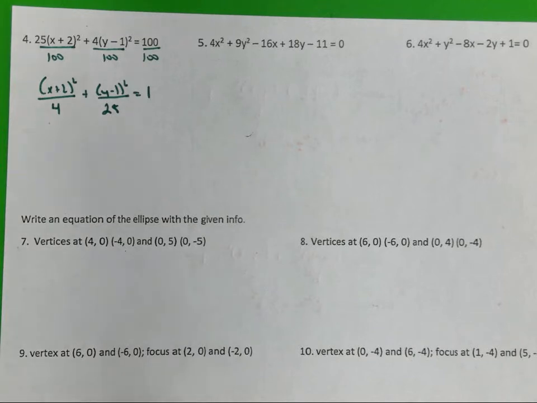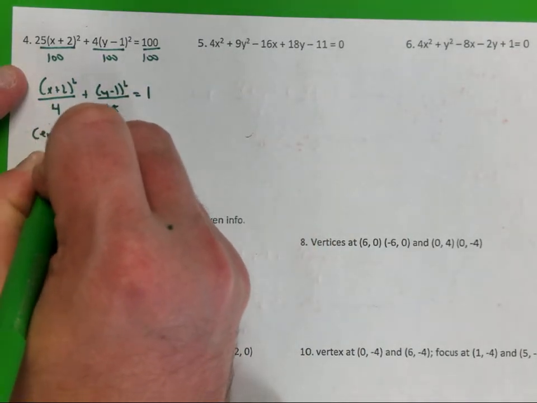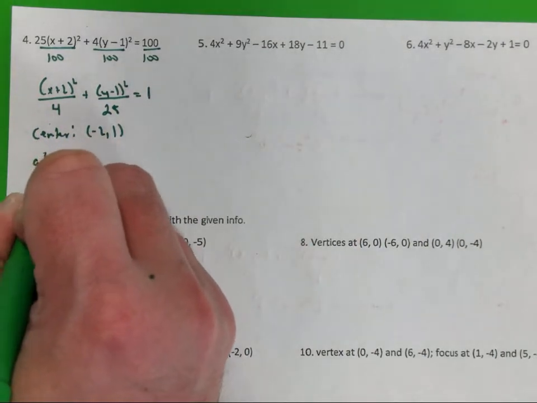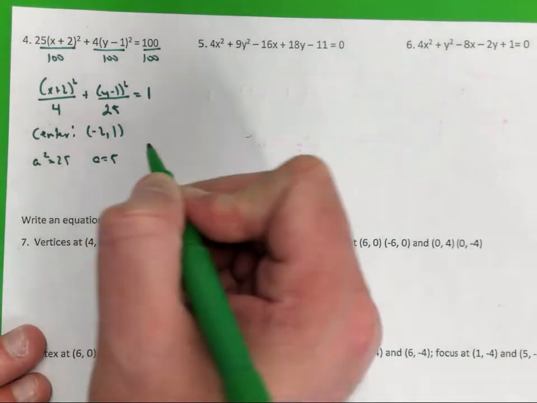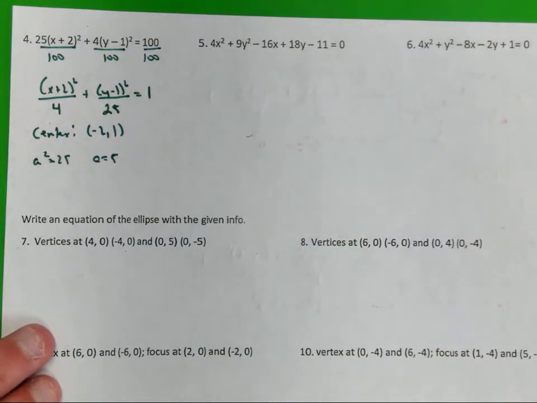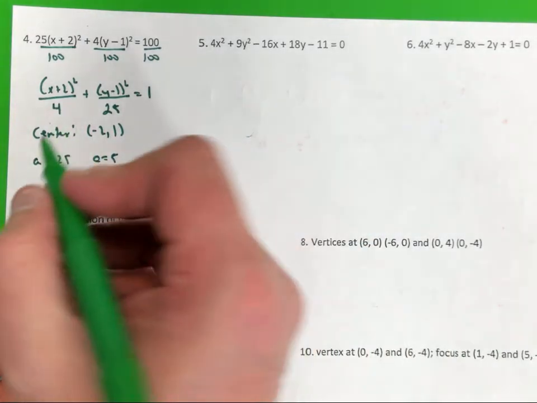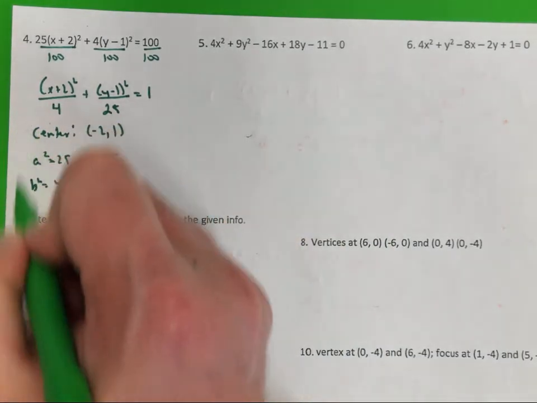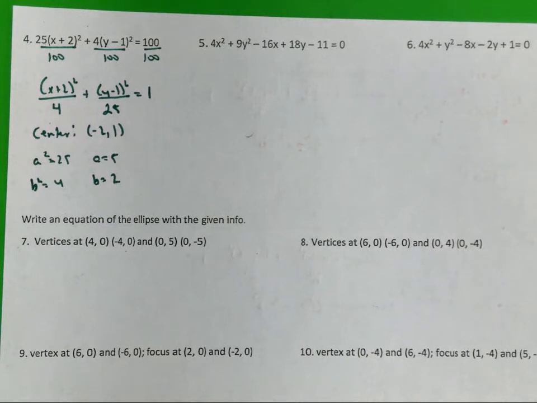All right, what's my center there? Negative 2, 1. Is this going to be a horizontal or vertical orientation? Vertical, and we know that because the 25 is going to the y. So therefore my a squared value is 25. My a would be what? 5. That means I'm going to move 5 units out from my center vertically. My b squared is 4, so my b value is 2. So this information here, I can graph it now.